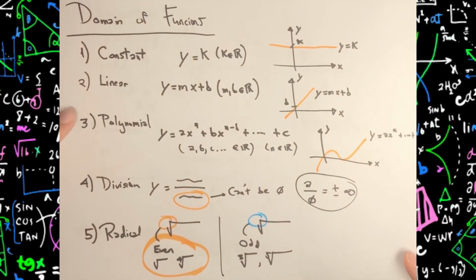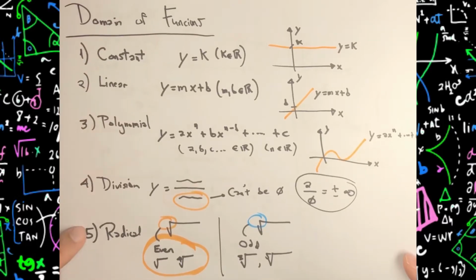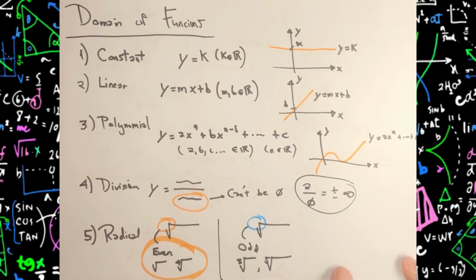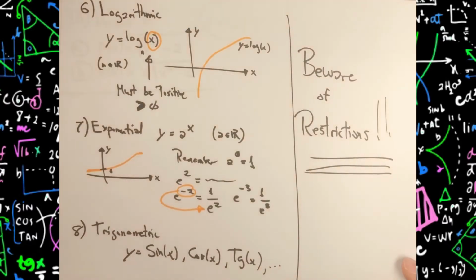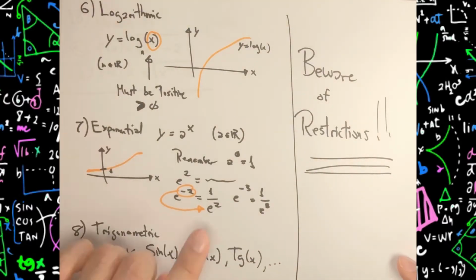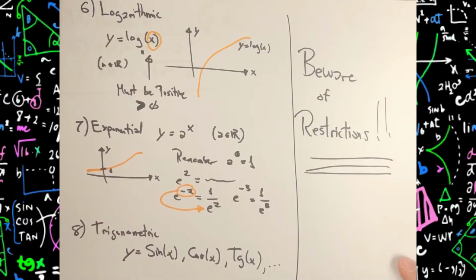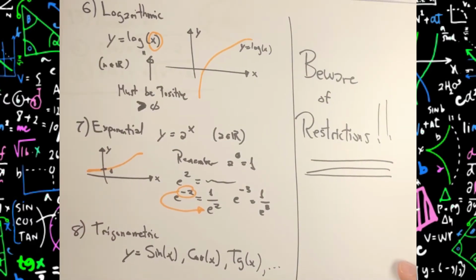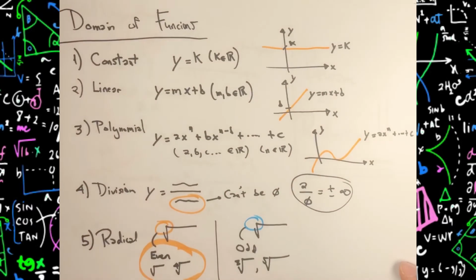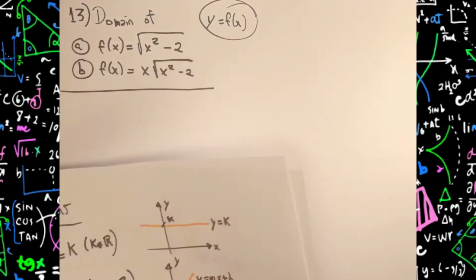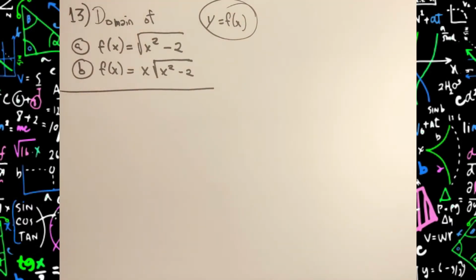We don't have a constant, we don't have linear, we don't have polynomial, we don't have division. We have a radical function right here with an even index in the root, just to make sure we don't have logarithmic, exponential, or trigonometric. So we have to be aware of the restrictions of a radical function. In this case, a radical function with an even index, which means that the inside has to be positive. So let's get started with part A.